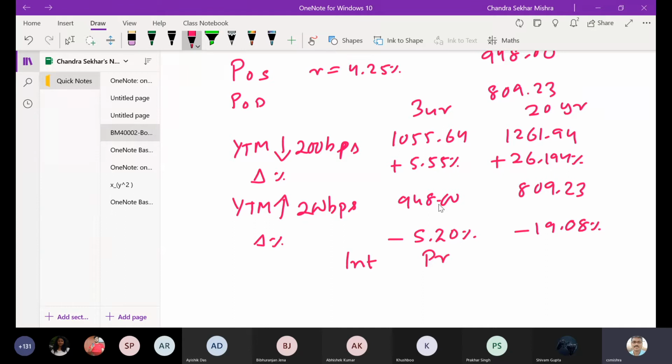Now tell me, what will be the proportion of present value of interest to present value of principal in the first bond vis-a-vis the second bond? Interest component to principal component. What is the ratio? Where do you have more interest component? In the 3-year bond or the 20-year bond? 20-year bond. Because there are so many cash flows, which can fluctuate.